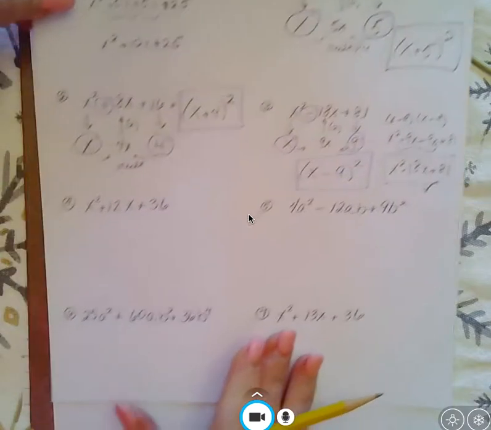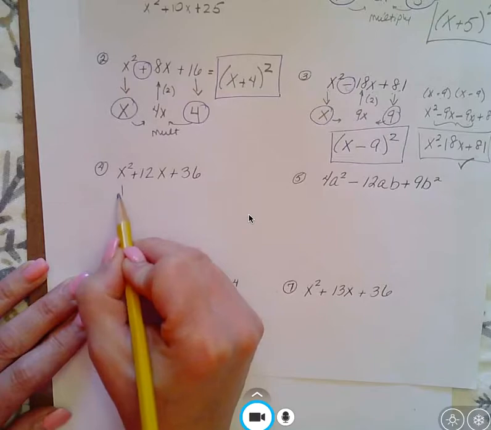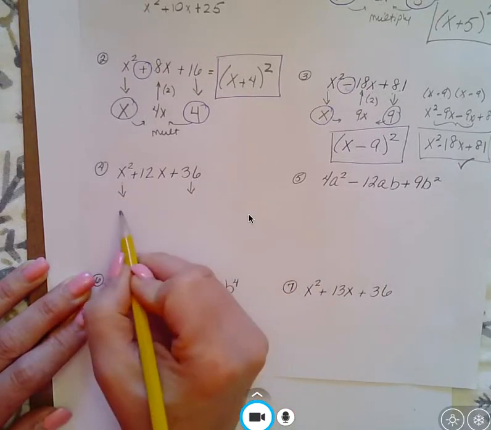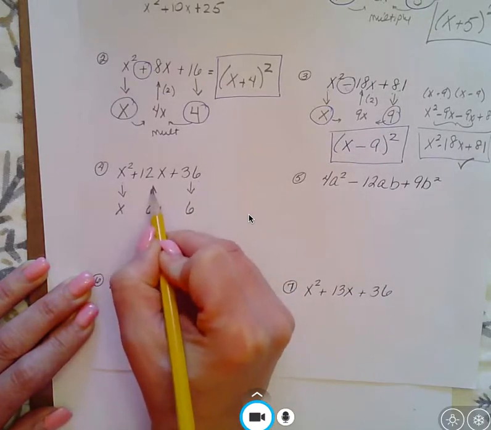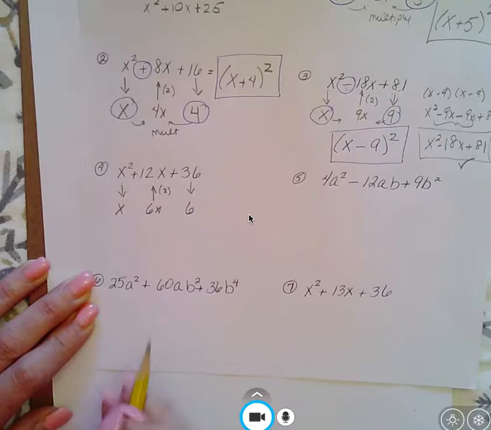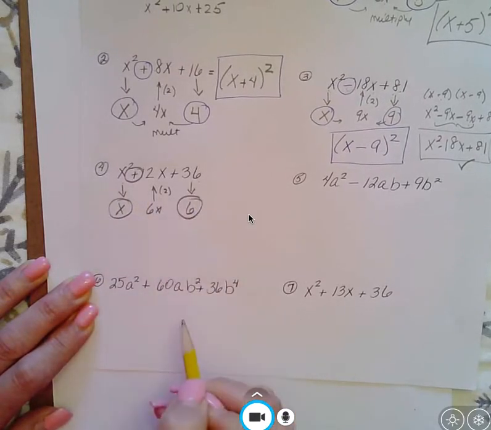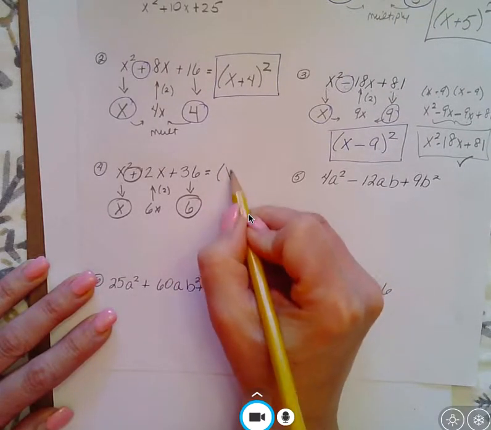So let's take a look at this next one. Here, that's a perfect square, that's a perfect square. So let's try it. It's x, and that's 6, multiply and double, and it works. So x plus 6 squared is how I'm going to factor that.